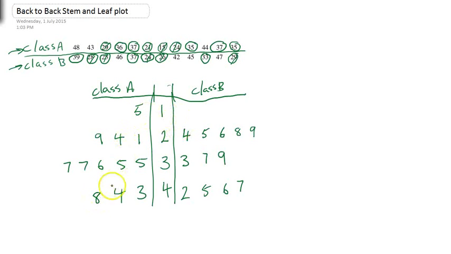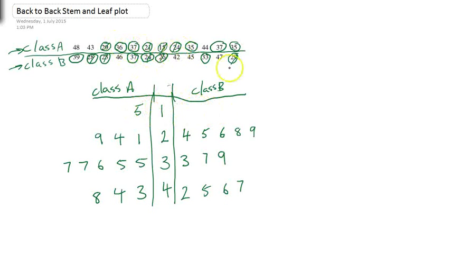Okay, now what this allows us to do is easily compare class A to class B. You can see class A had lots of scores in the 30s. It had 5, whereas class B only had 3 scores in the 30s. You can also see that class B had 4 scores in the 40s, whereas class A only had 3. And class A had a score in the teens, but class B didn't.